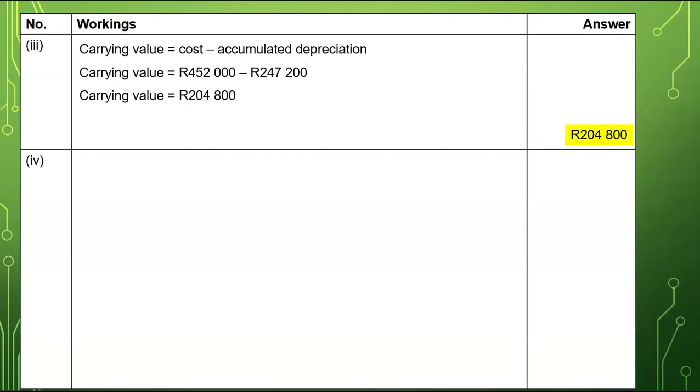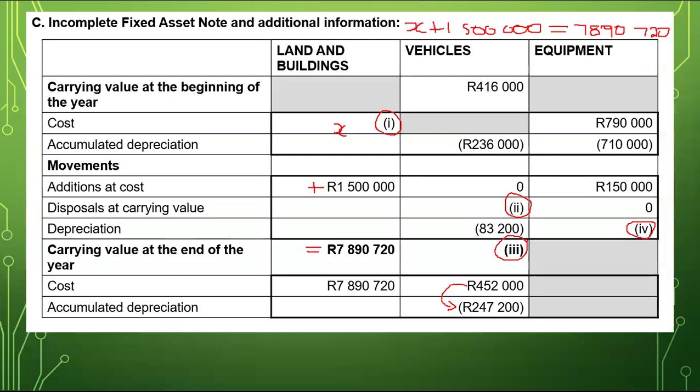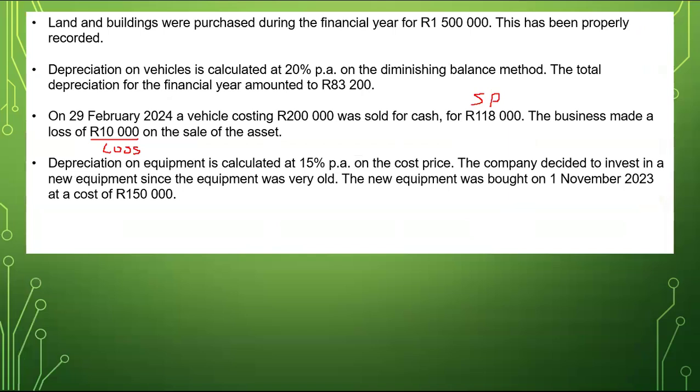Let's see Roman figure number 4. Roman figure number 4 wants us to calculate the total depreciation on equipment. For me to be able to do that, I need more information, which is only the last part. They say depreciation on equipment is calculated at 15% on cost price. I like that. The company decided to invest in a new equipment since the equipment was very old. Interesting. The new equipment was bought on the 1st of November 2023 at a cost of 150.